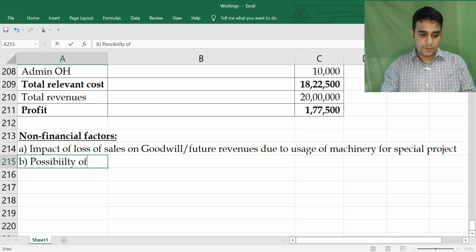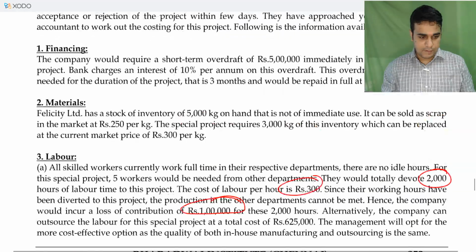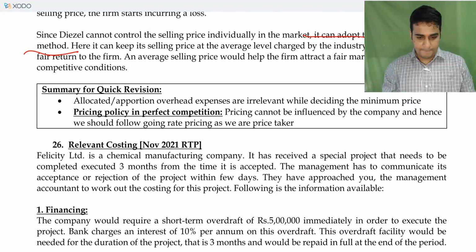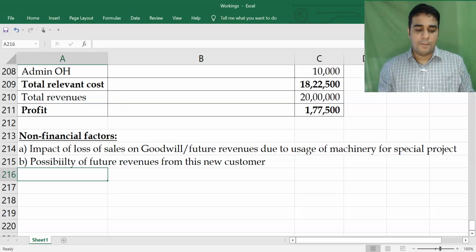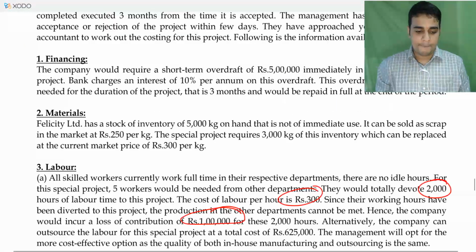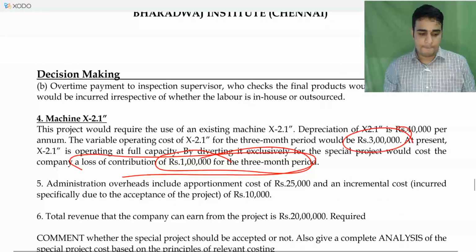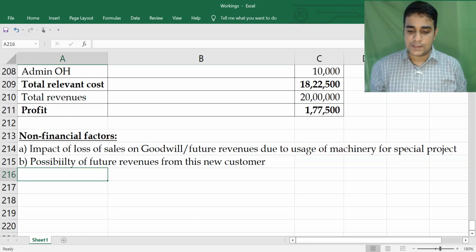Possibility of future revenues from this new customer.